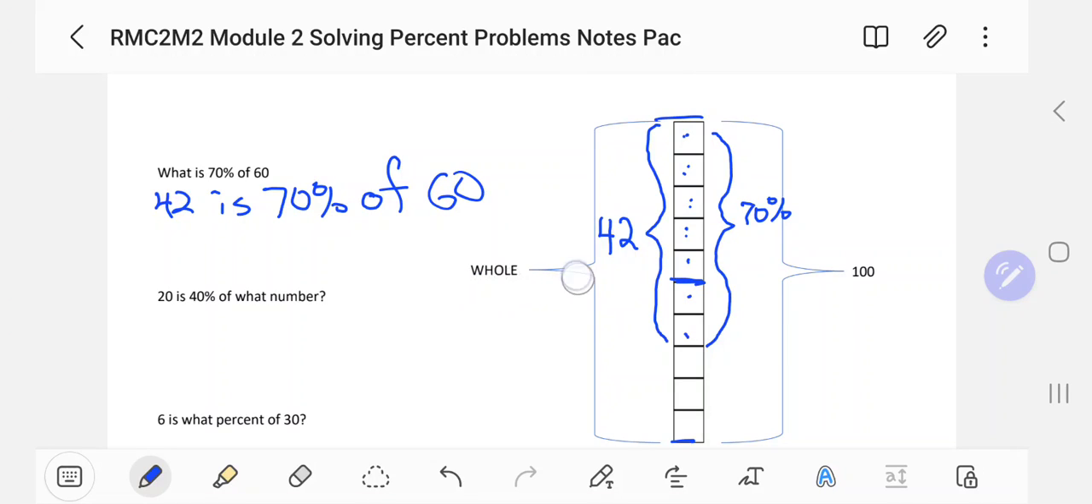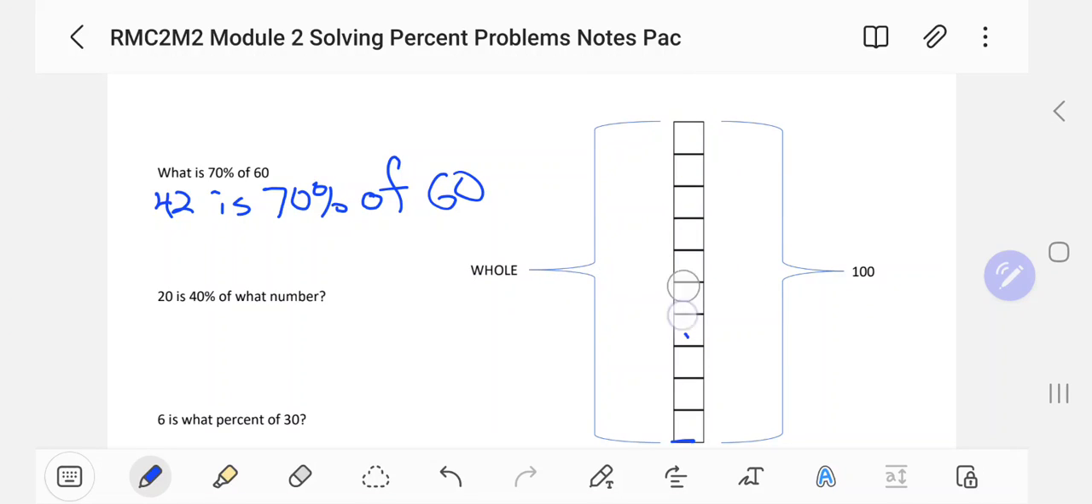All right, now I'm going to erase this and I'm going to try to have you guys think about the next one. Let's go. Ooh, 20 is 40% of what number? Ooh, how is this different than the previous one? Think about it. See, this one said "what is," this one says "20 is."